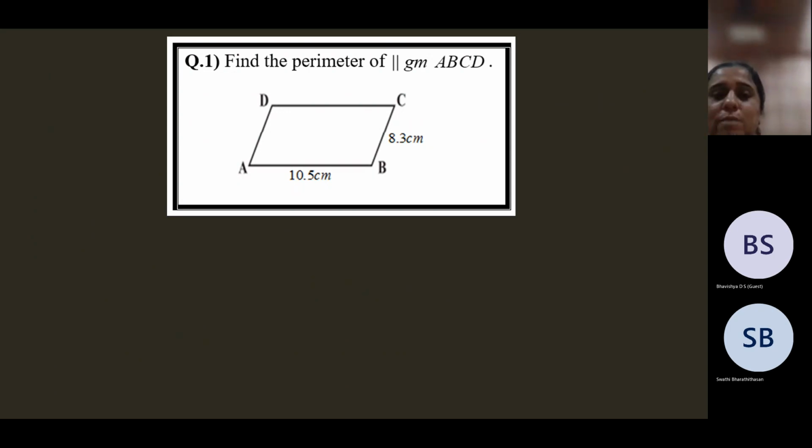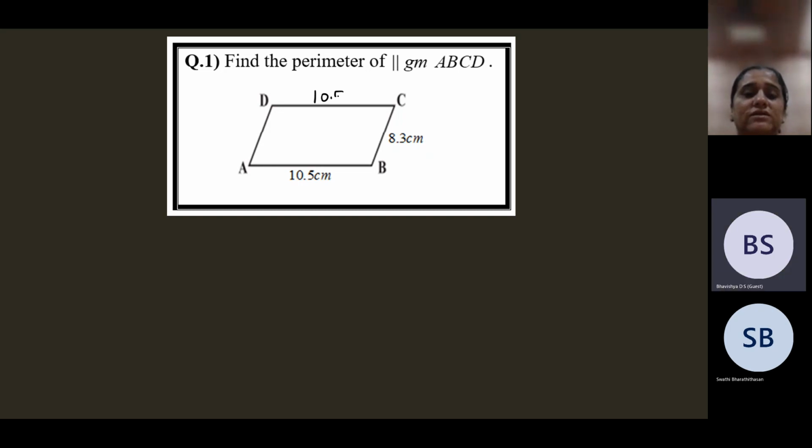Now, Bhavishya, tell me which property of a parallelogram will you use here to find the perimeter? Ma'am, opposite sides are equal. Yeah, in a parallelogram, opposite sides are equal. So if AB is 10.5 centimeters, how much is CD? 10.5 centimeters, ma'am. And then if BC is 8.3, how much is AD? 8.3 centimeters, ma'am.